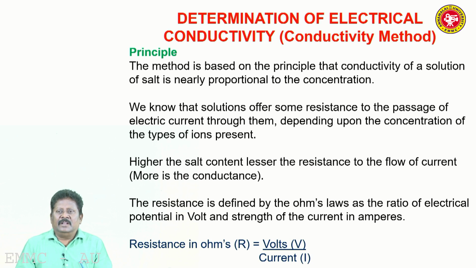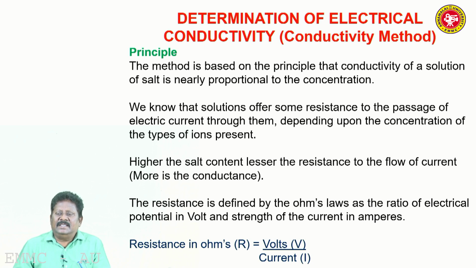We know that a solution offers some resistance to the passage of electric current through it, depending upon the concentration and the type of ions present. Higher the salt content, lesser is the resistance. More the salt content, more readily the current will be conducted, or less will be the resistance to the flow of current. So, resistance and conductance are opposite phenomena. More the salt, more will be the conductance, less will be the resistance.